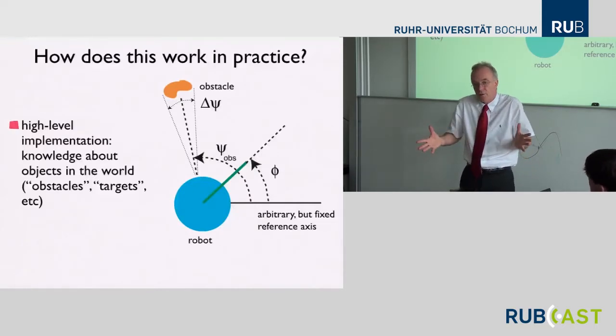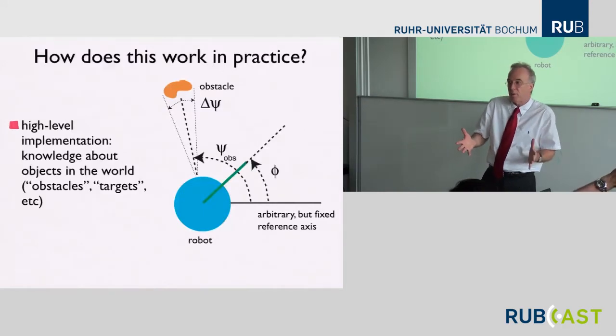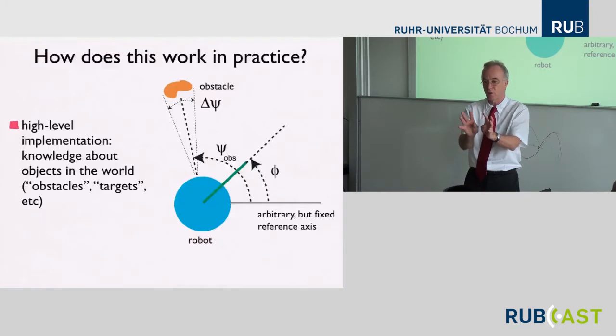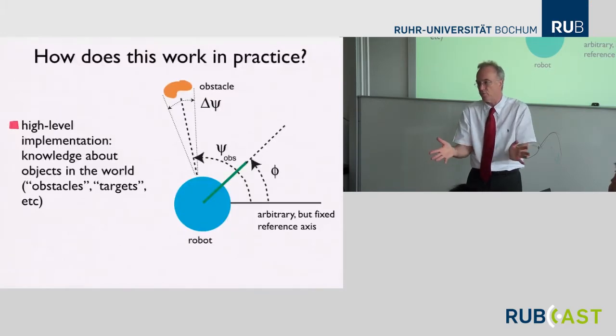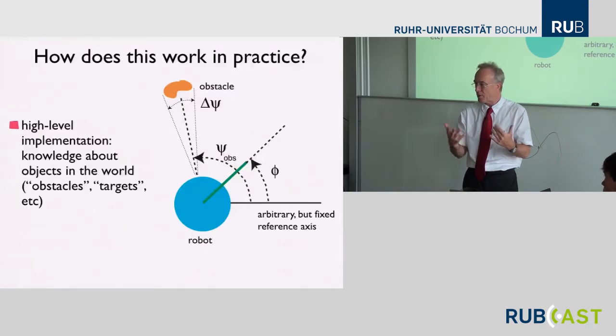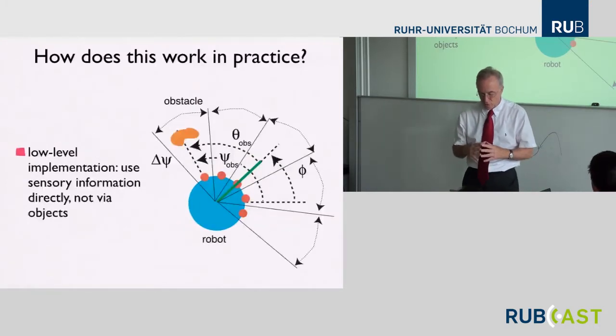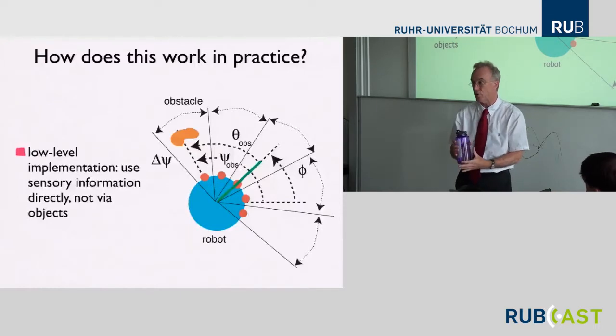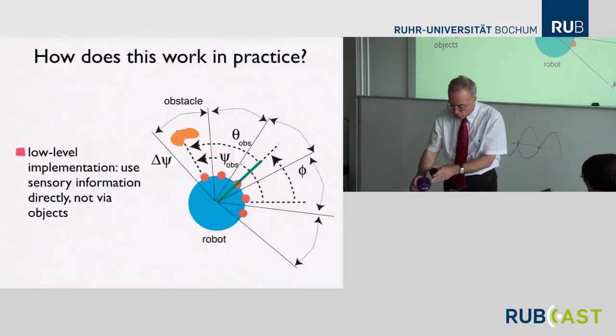But of course, obstacle avoidance doesn't really need that, because it doesn't really matter if it's two objects that are close to each other or one object. If you can't pass between them, then it's one object for you. So you don't really want to do a segmentation in the world. All you want to do is extract this behavioral information. So what you can actually do is a low-level implementation that directly links sensory input to this behavioral variable.